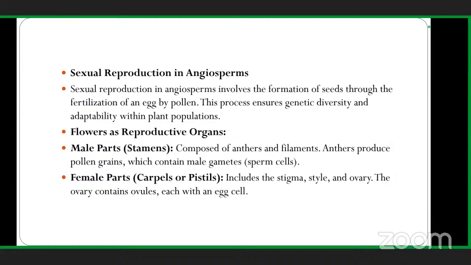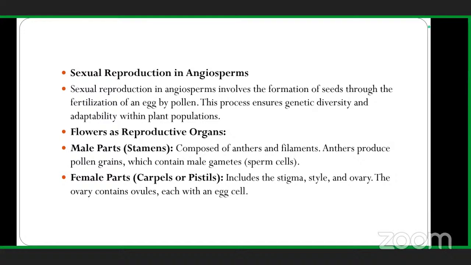So basically the stamen consists of two parts: one is the anther and one is the filament. The filament is a long, narrow tube-like structure which holds the anther, and this anther produces the pollen grains which contain the male gametes, known as the male sperms.